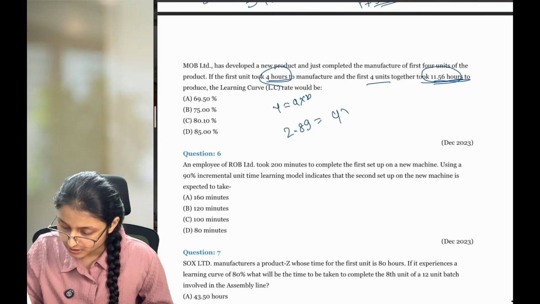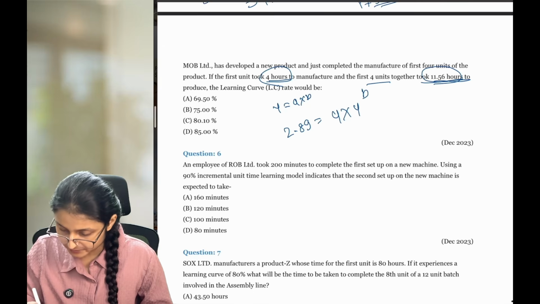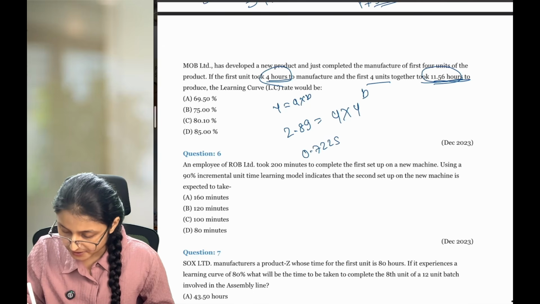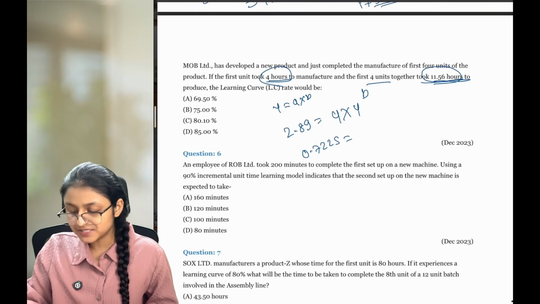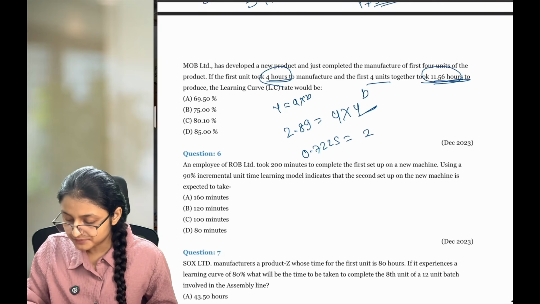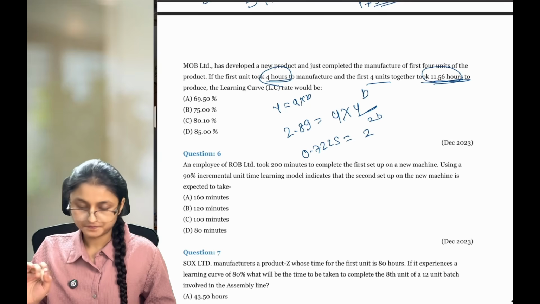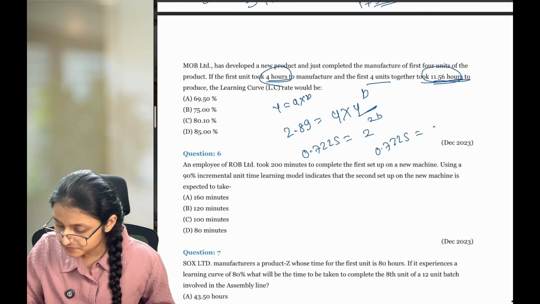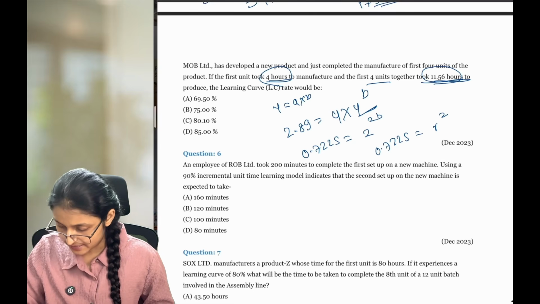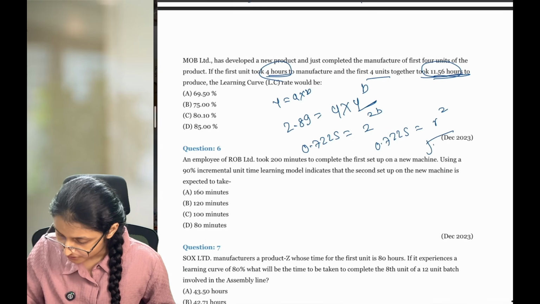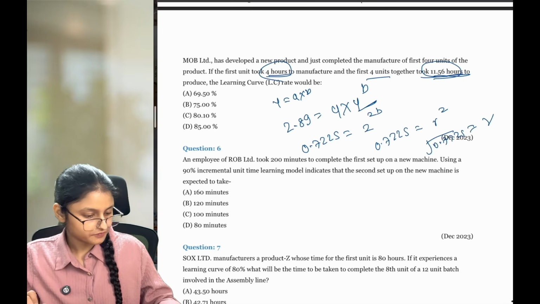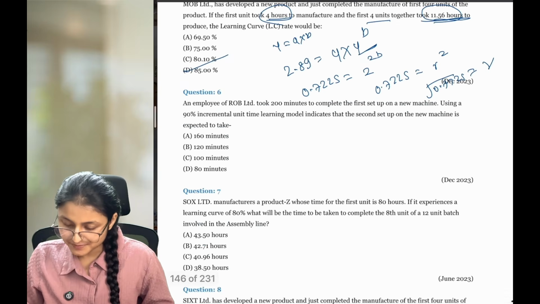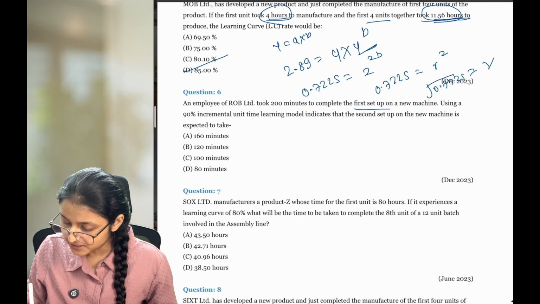First unit time is 4 and we are calculating for 4 units to the power b. Okay? 2.89 divided by 4 will give you 0.7225, and we already know that 2 to the power b is r. 4 to the power b can be written as 2 to the power 2b. Now 0.7225 in place of 2 to the power b I am writing r, and square will remain as it is. So if you take under root of 0.7225 you will get the value of r, and that is equal to 85%.